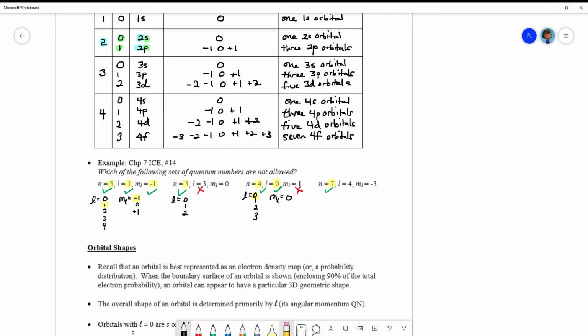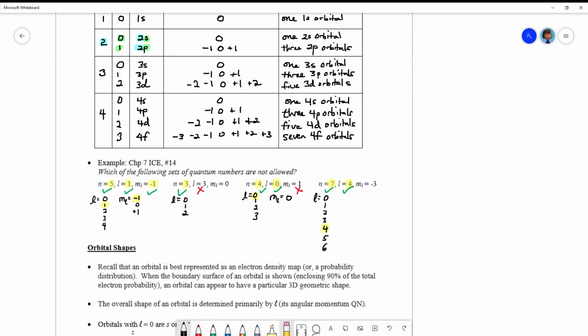And when n is equal to 7, L can take on values of 0, 1, 2, 3, 4, 5, and 6, up to n minus 1. And do we see a 4? Yes, there it is. That means that L equals 4 is perfectly allowed.